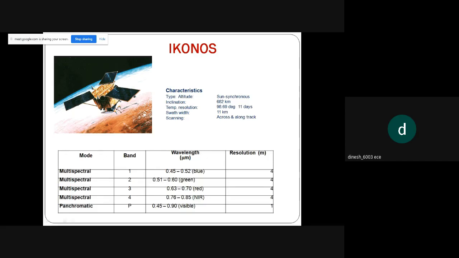So these four are the multispectral bands being used. Wavelength of 0.45 to 0.52 blue with 4-meter resolution, 0.51 to 0.60 green with 4-meter resolution, 0.63 to 0.70 red with 4-meter resolution, 0.76 to 0.85 the near infrared region with 4-meter resolution, and the panchromatic band 0.45 to 0.90 micrometers in the visible gave 1-meter resolution.